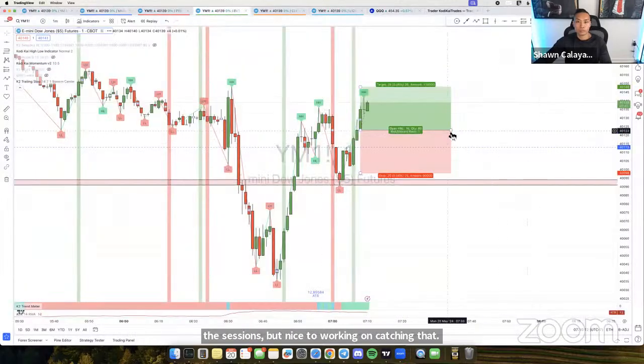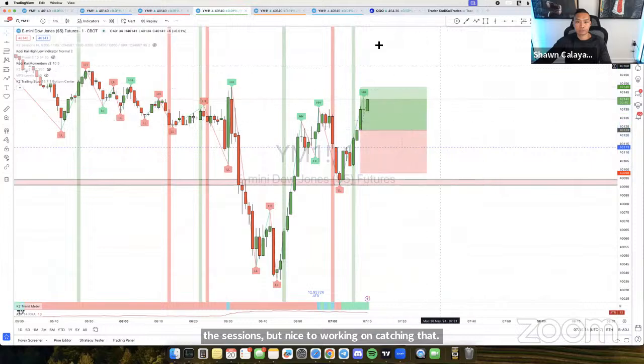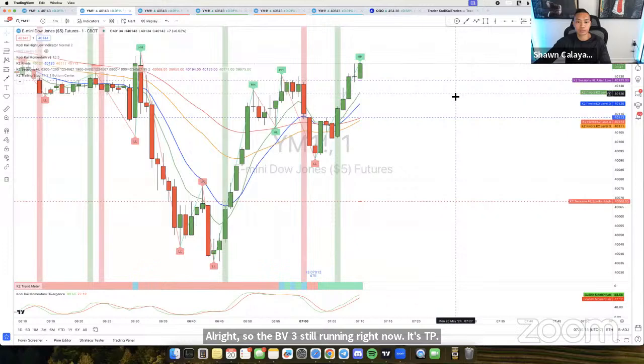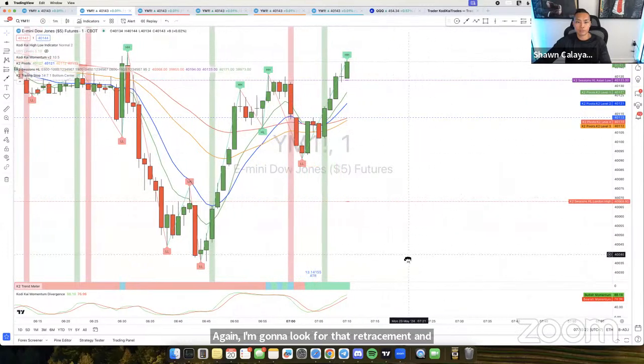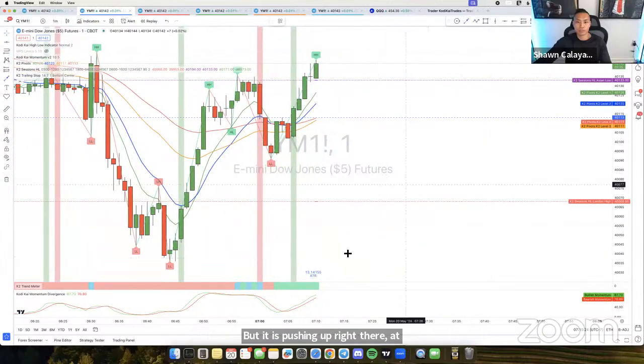All right, so the BB3 is still running right now. It's almost at its TP. Again, I'm going to look for that retracement and continuation. But it is pushing up right there. The ATR is back at 13, so that's a good sign.